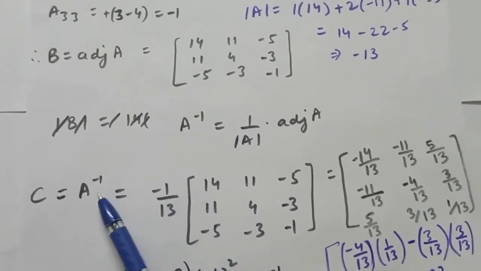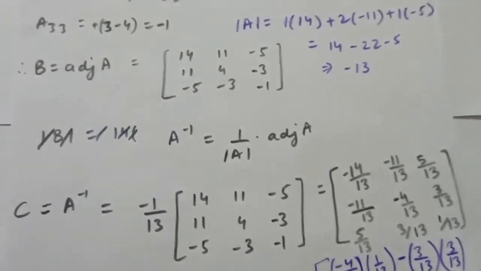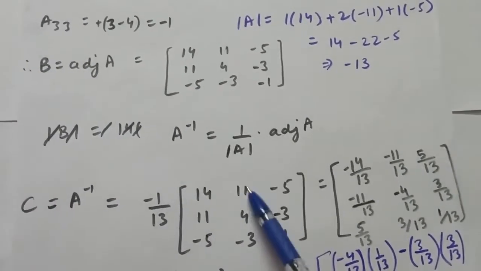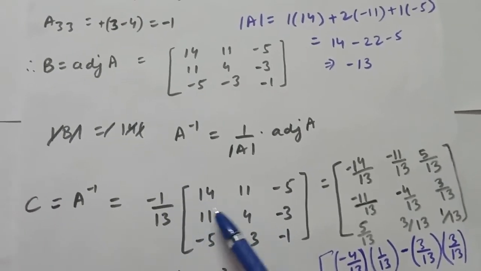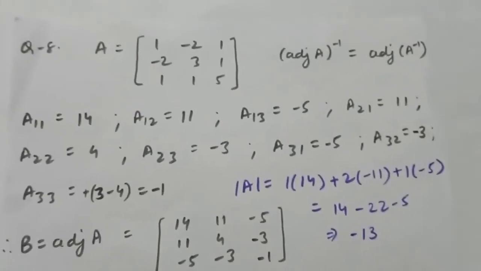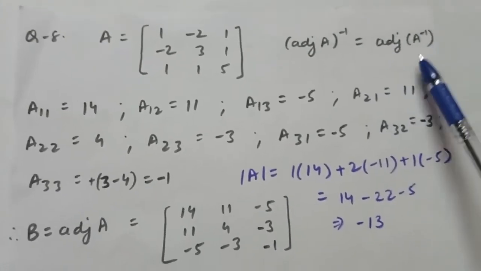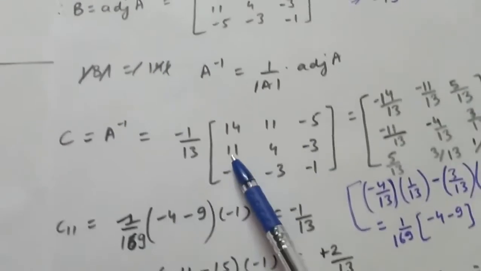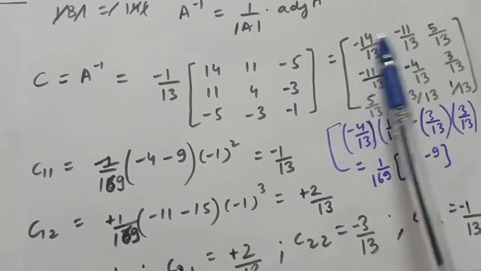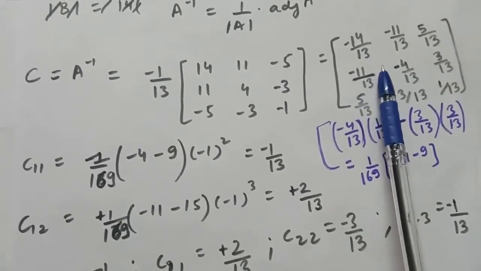This is A inverse. Let this A inverse be the matrix C, and let this adjoint A be the matrix B, right? Now multiply all the elements of this matrix C with minus 1 by 13, right? Now, because we wanted to prove adjoint of A whole inverse is equal to adjoint of A inverse, here we got the matrix A inverse. Now find out the cofactors of this A inverse so that we can calculate the adjoint of A inverse.